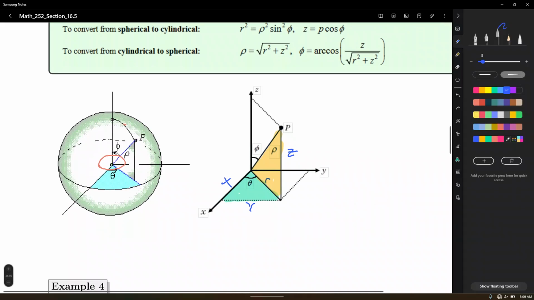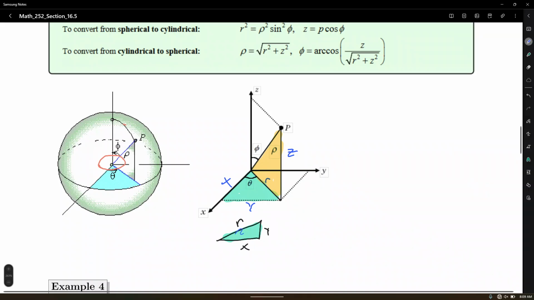Let me draw this right triangle in green, so it's easier to see. That is x, y, and r. Let me highlight it with green so you can see where I am getting this triangle. And this is going to be the reference angle. Notice this angle theta, which is going to be the polar angle, not the azimuthal angle. The angle that goes around the sphere, not from the North Pole to the South Pole. Two different angles here.